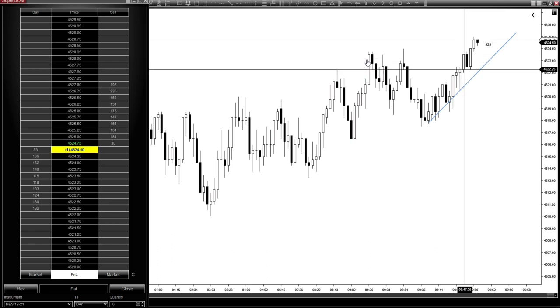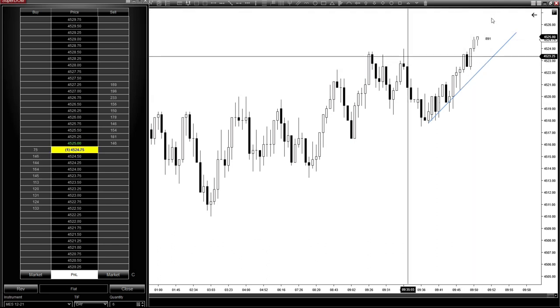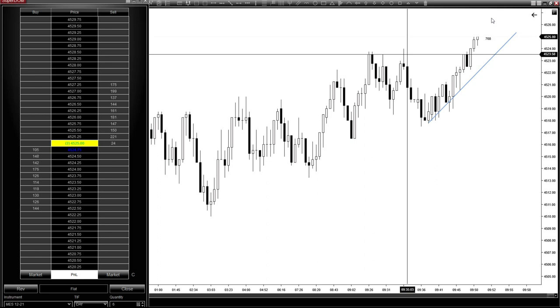Now what I'm looking for: breakout retest. Can we turn the mid-20s into support? If so, then I'm looking to do the same thing over and over again throughout the day.